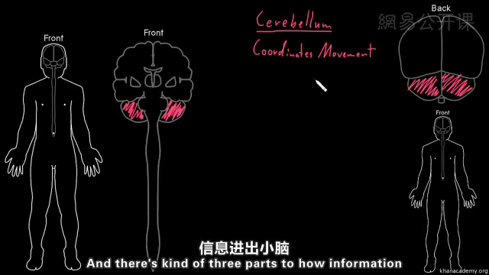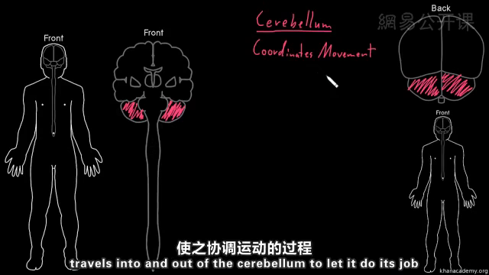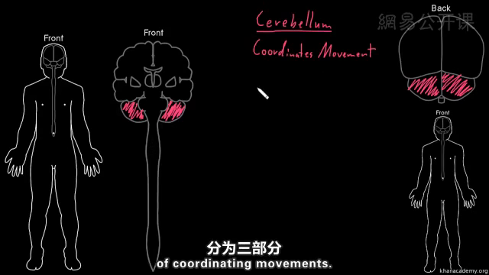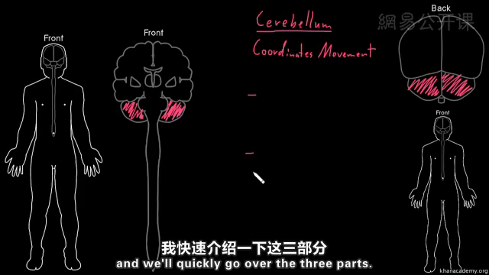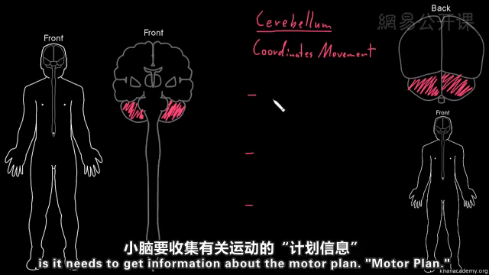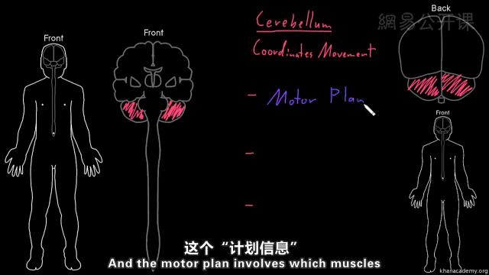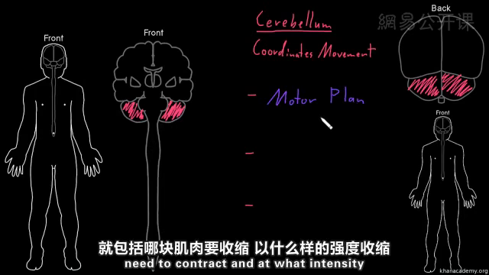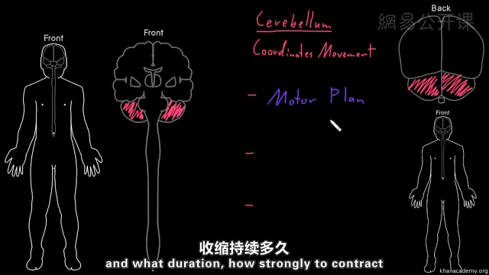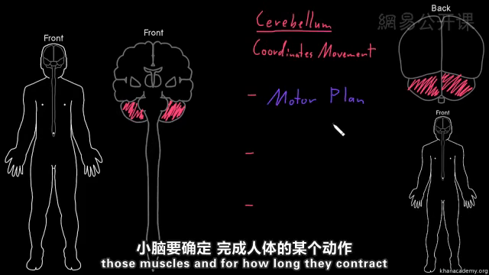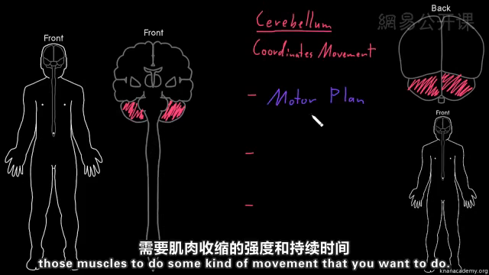And there's kind of three parts to how information travels into and out of the cerebellum to let it do its job of coordinating movements. So let me write three little marks here, and we'll quickly go over the three parts. And the first thing the cerebellum needs to do is it needs to get information about the motor plan. And the motor plan involves which muscles need to contract and at what intensity and what duration. How strongly to contract those muscles and for how long to contract those muscles to do some kind of movement that you want to do.